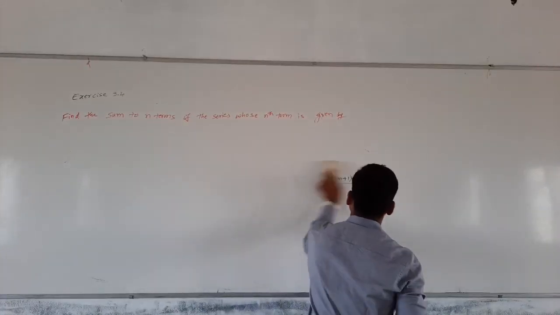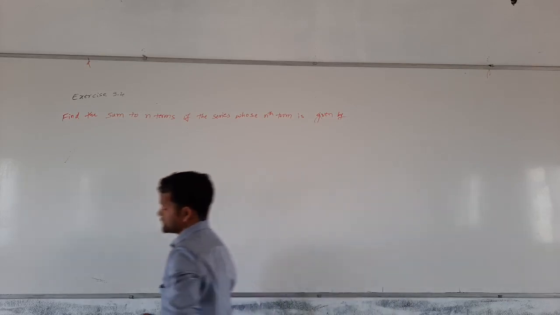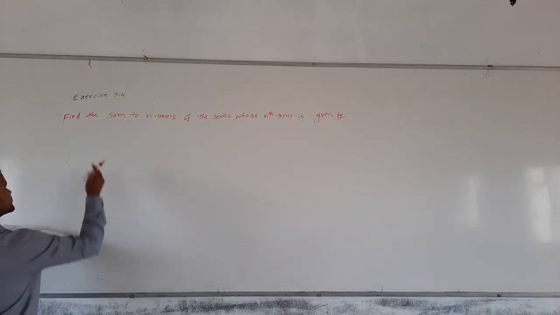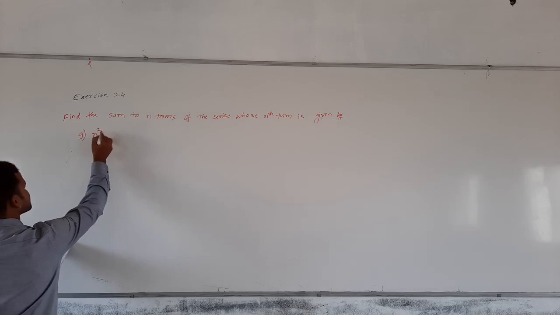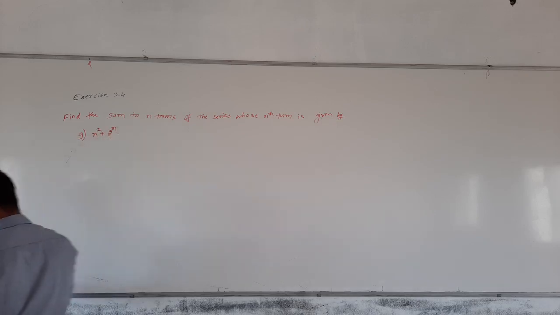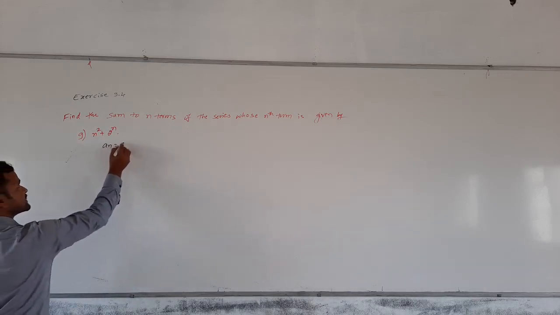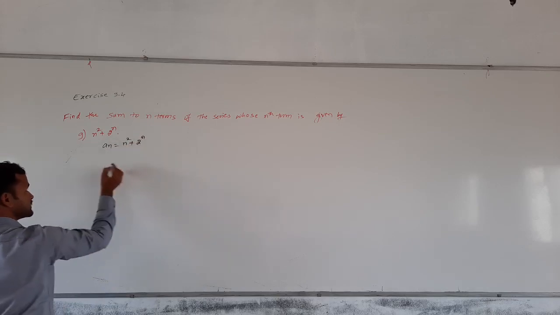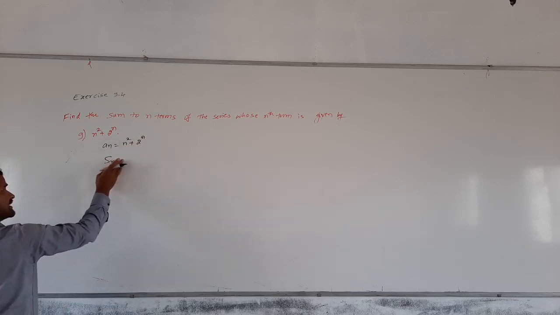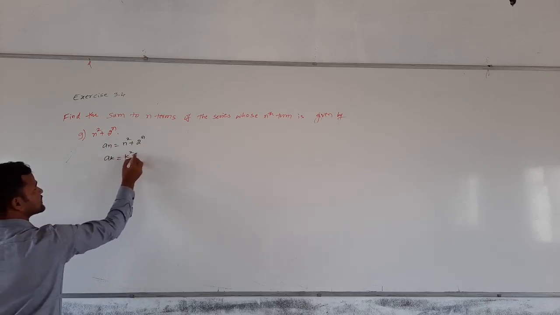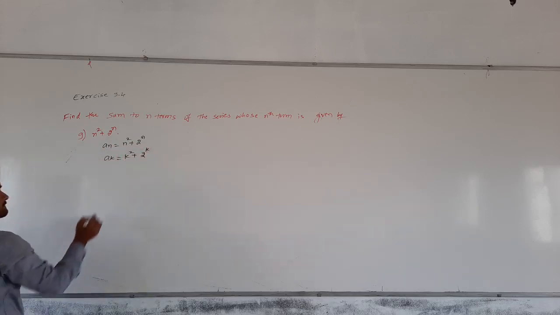Question number 9 heading will also be the same, that is finding the sum to n terms of the series whose nth term is given. Question number 9 is n square plus 2 raised to n. This is an. An is equal to n square plus 2 raised to n. Directly we will find ak. Ak is equal to k square plus 2 raised to k.